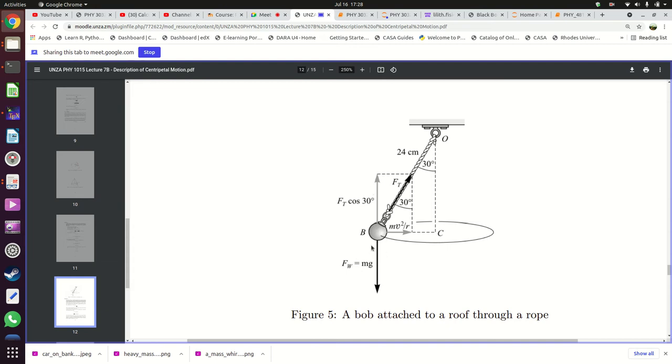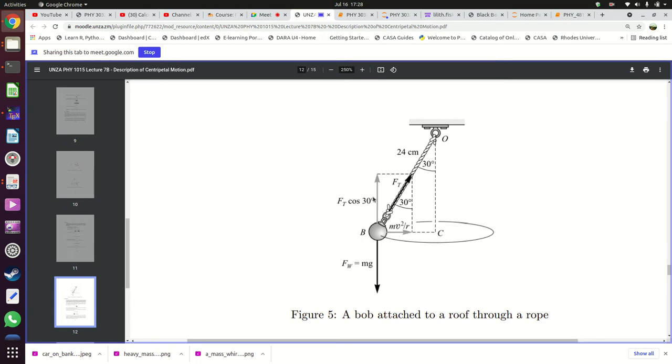And the weight of the bulb is the one trying to take it down like that. So in this case, when you have a situation like this, the tension is being provided by the horizontal component, or the X component, of the tension. In this case, the tension is a force. Force is a vector.